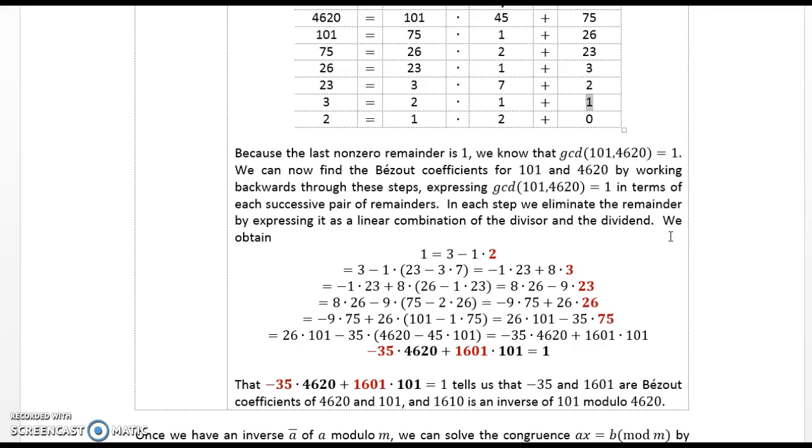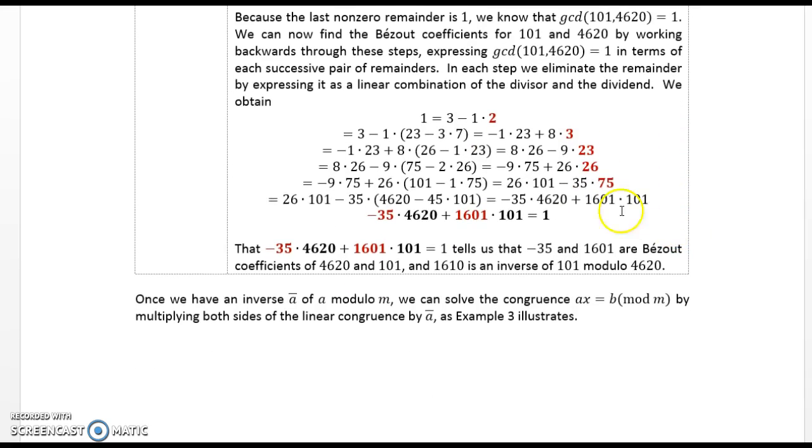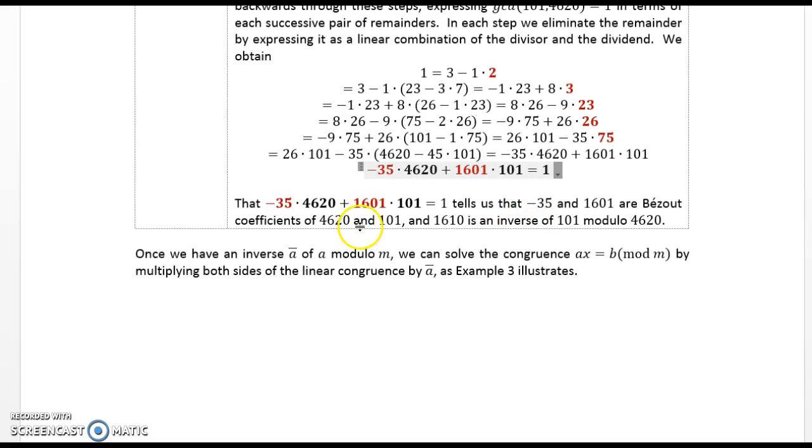In each step, we eliminate the remainder by expressing it as a linear combination of the divisor and the dividend. We obtain, and I'll just go right to the last step, minus 35 times 4620 plus 1601 times 101 is equal to 1. That minus 35 times 4620 plus 1601 times 101 equals 1 tells us that minus 35 and 1601 are Bezout coefficients of 4620 and 101, and 1601 is an inverse of 101 modulo 4620.